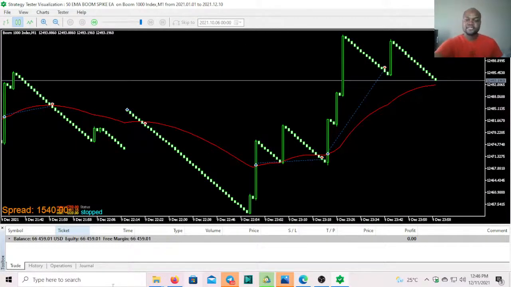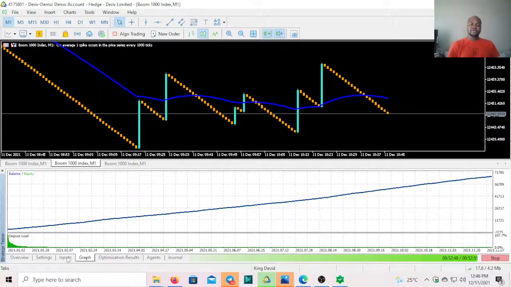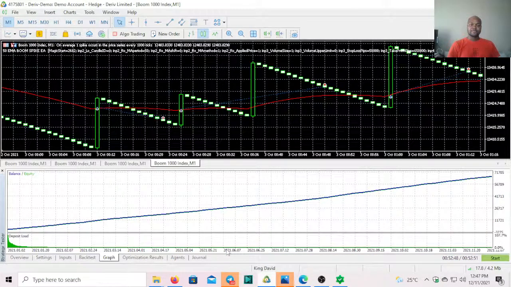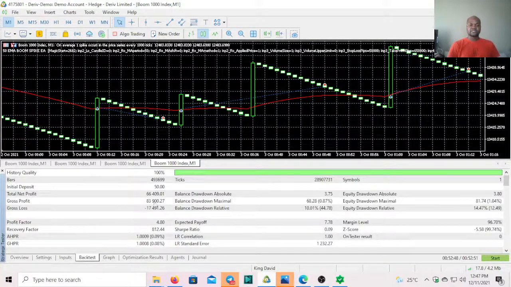Okay, finally, we are now here. We are done. Let me go and analyze. Okay, so you can see even the graph is very healthy. It's going up. I'm telling you, you only withdraw with this strategy.